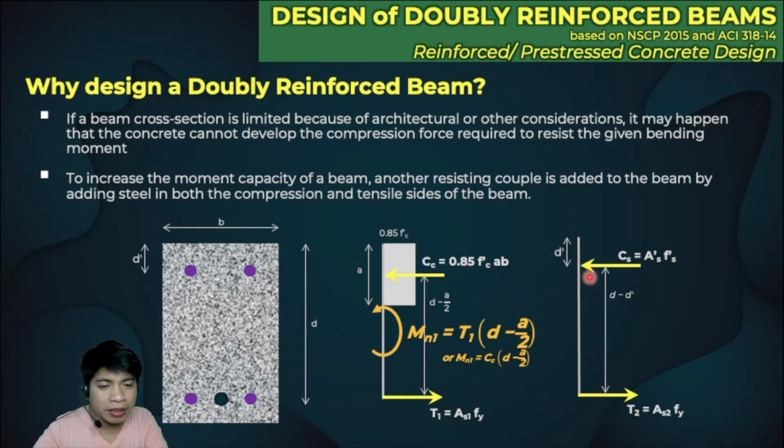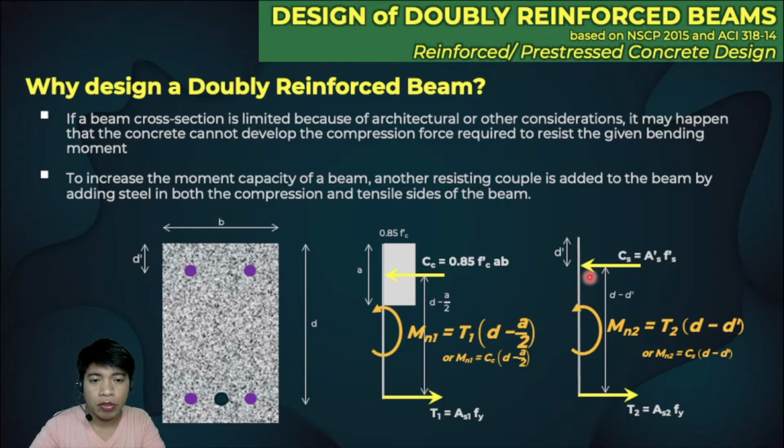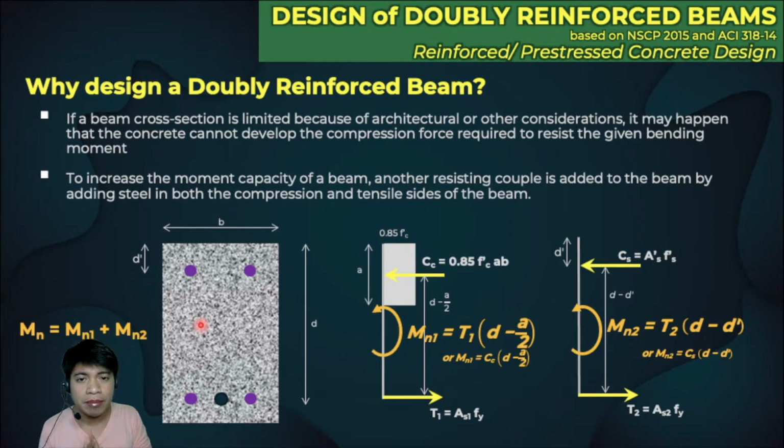So kapag kinompute natin guys yung kanilang nominal moment, it will be T2 multiplied by d minus d', or pwede natin siyang i-compute as Cs multiplied by d minus d'. So kapag ngayon kinompute natin yung kanyang nominal moment capacity, then it will be Mn1 plus Mn2. So ito na yung total nominal moment capacity ng ating beam. So na-increase guys yung ating nominal moment capacity by adding bars sa may tension side at saka sa may compression side. So ayun, I hope naintindihan natin guys yung idea kung bakit natin i-design yung isang beam as doubly reinforced rectangular beam.